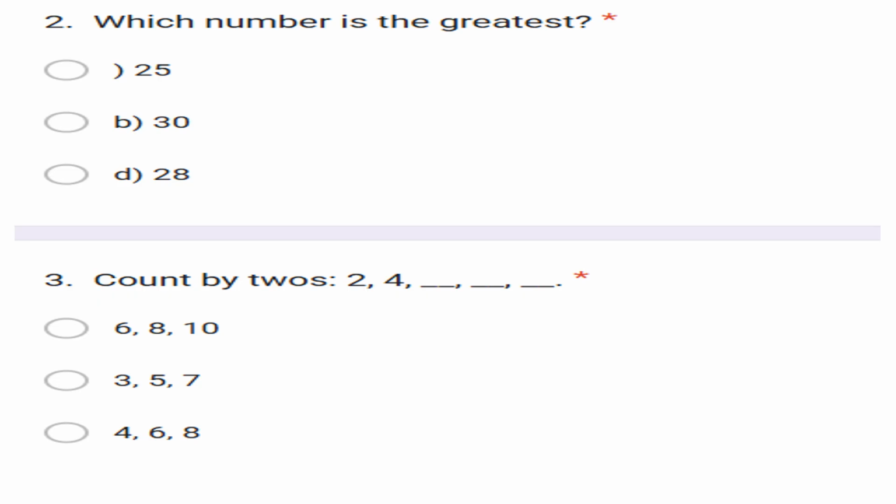Number 3. Count by twos. 2, 4, blank, blank, blank. Count by twos. 2, 4, blank, blank, blank. 6, 8, 10. 3, 5, 7. 4, 6, 8.